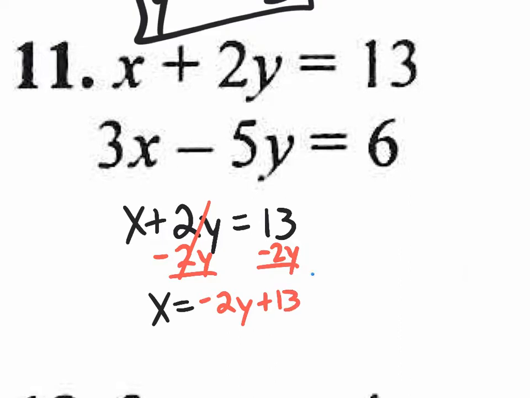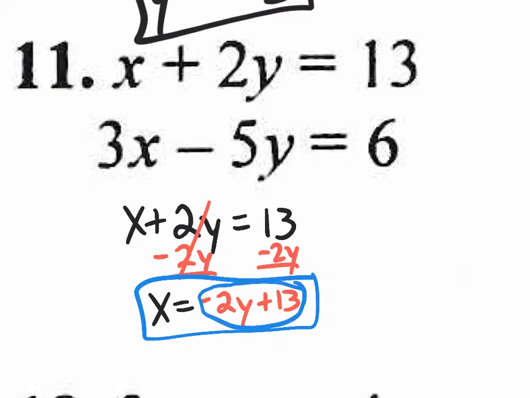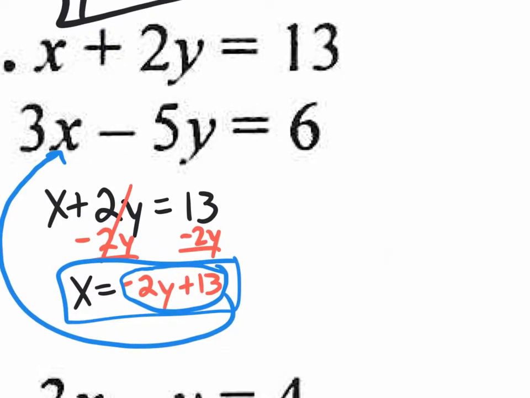So this is step 1 right here. And what we're going to do is plug in that variable expression, negative 2y plus 13, into the equation we have not used. So we have not used the bottom equation, so we're plugging it into the bottom equation on the x position. Why am I plugging it into the x? We're plugging it into the x position because it says x equals. If it said y equals, I'd be plugging it into the y. But anyways, let's draw some arrows here.